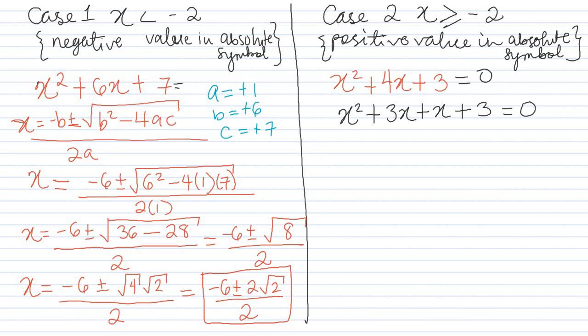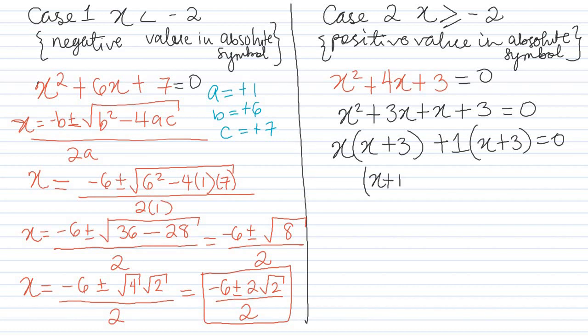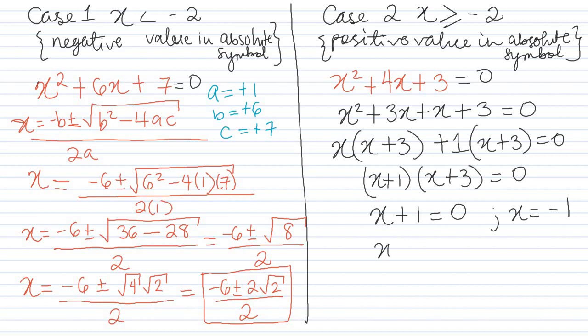So to do that, what we have here will just be x, bring that out. So you have x plus 3, and then here we can just bring out 1. So that will be x plus 3 equals 0. So we end up with x plus 1 and x plus 3 equals 0. So you end up with x plus 1 equals 0, which is the same thing as x equals -1. Okay, and x plus 3 equals 0 is the same thing as x equals -3.